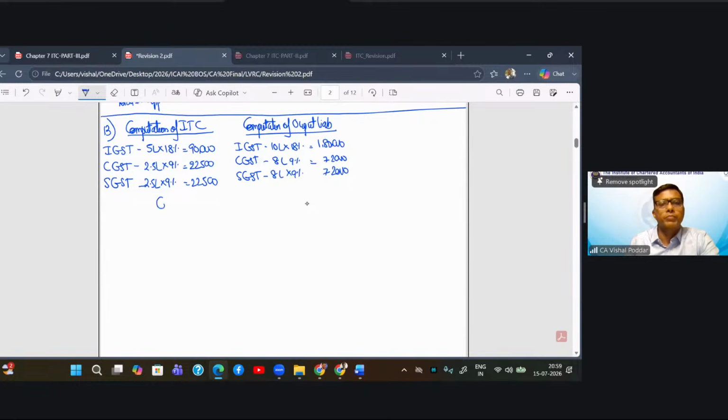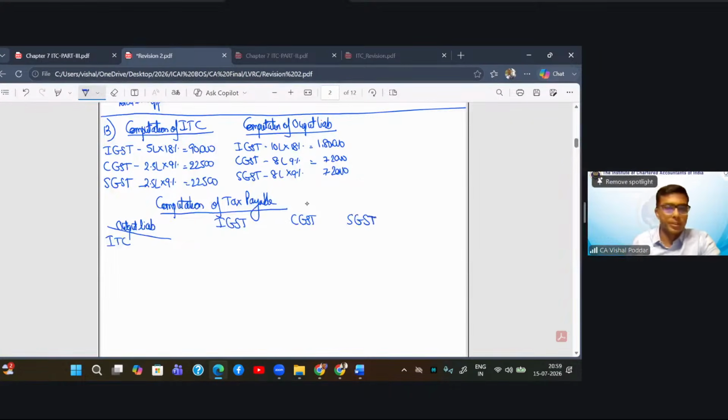Now, computation of tax payable. Output liability and ITC. IGST, CGST, SGST. Correct? So what is my liability? 180, 72.